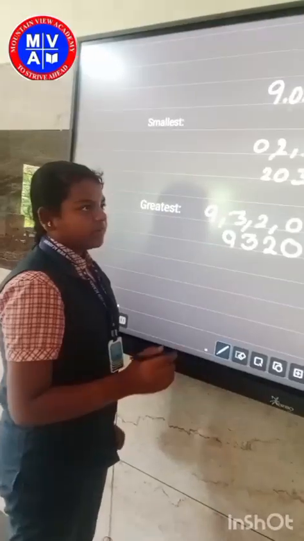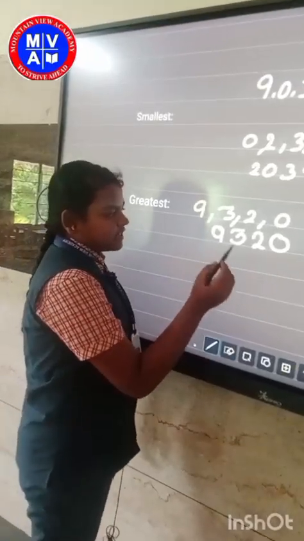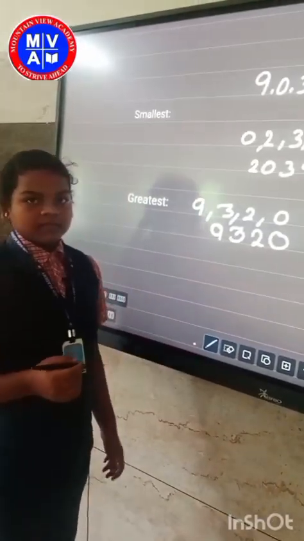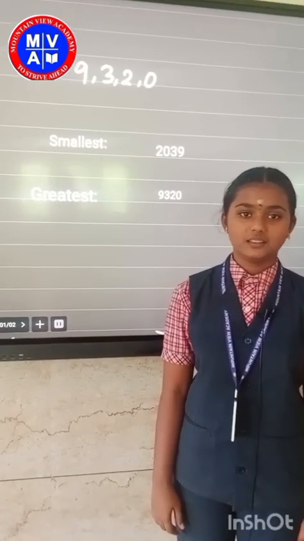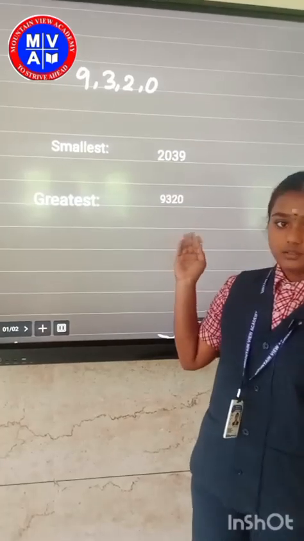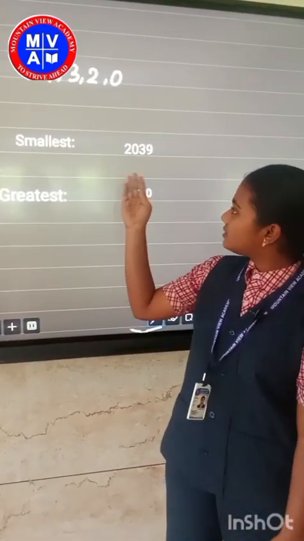The greatest number we get is 9320. So from the digits 9, 0, 3 and 2, the greatest number is 9320. The smallest number is 2039. Isn't it amazing how the same digits can make such different numbers?